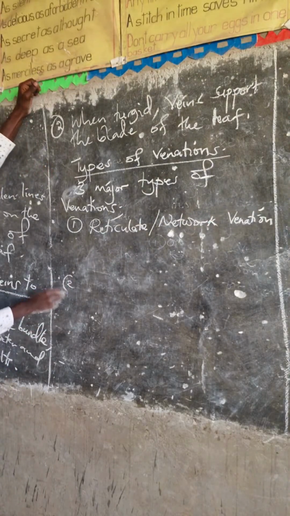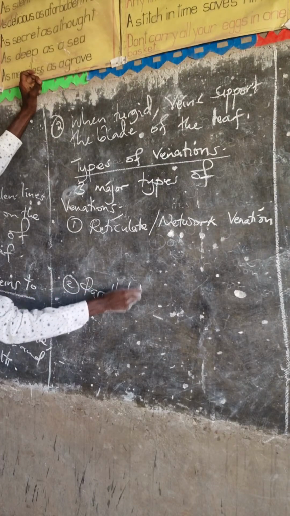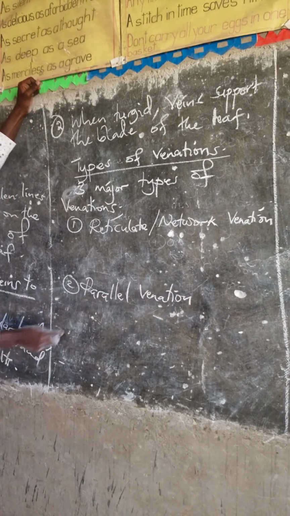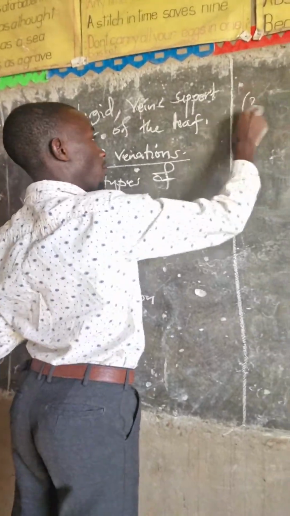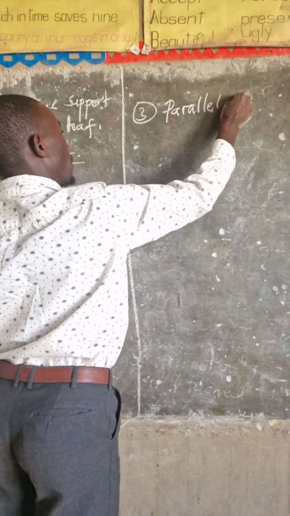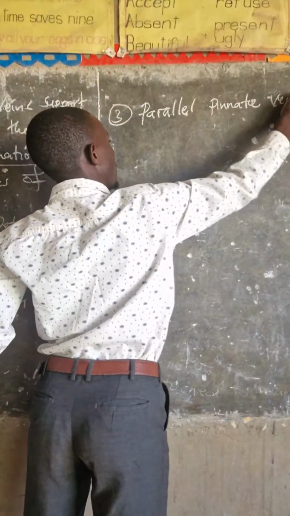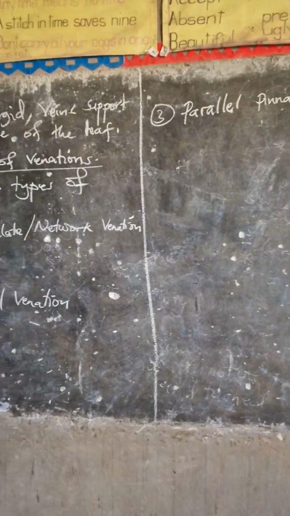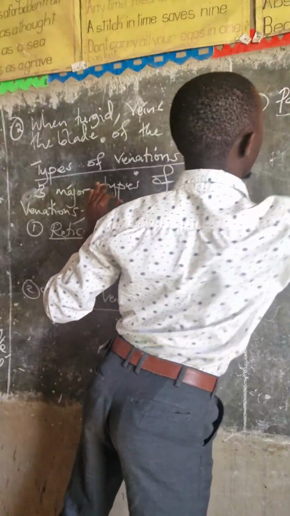We have parallel venation, and we also have parallel pinnate venation. We are going to look at these types of venation in detail.